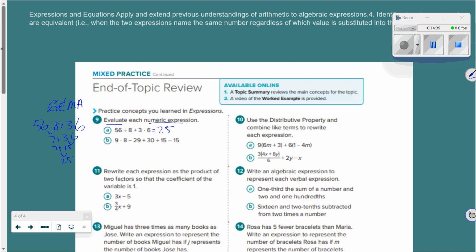Our second one, we're going to do GEMA. So I don't have any groupings, don't have any exponents. Multiplication division, I've got a multiplication to start. That's going to be 72 minus 29 plus 30 divided by 15 minus 15. I still have some division, so 72 minus 29 plus 2 minus 15. Done with those, so I'm going to do addition subtraction. 72 minus 29 is going to give me 43 plus 2 minus 15 gives me 45 minus 15. So the answer on this one is 30.